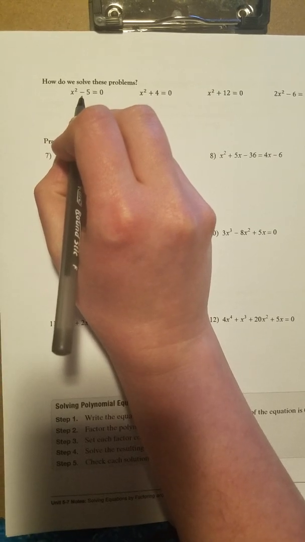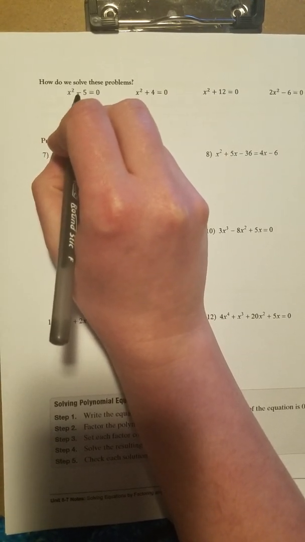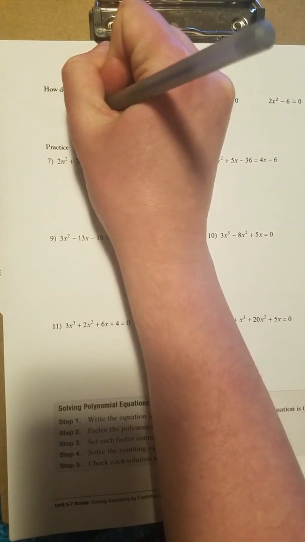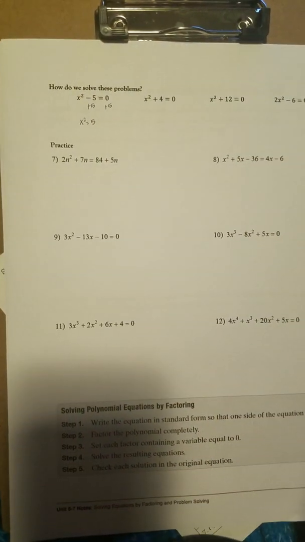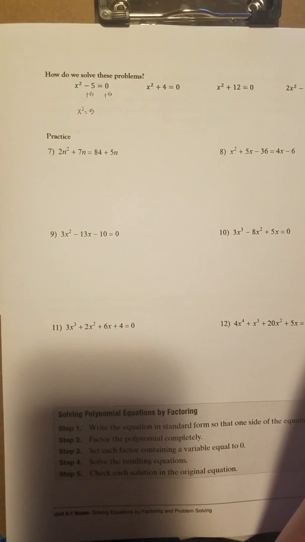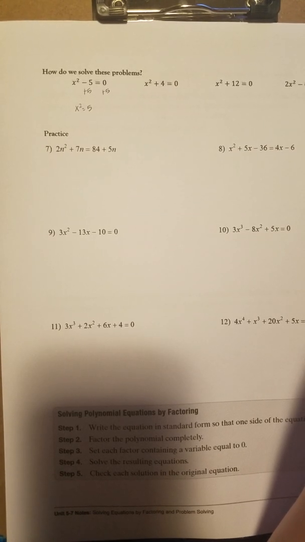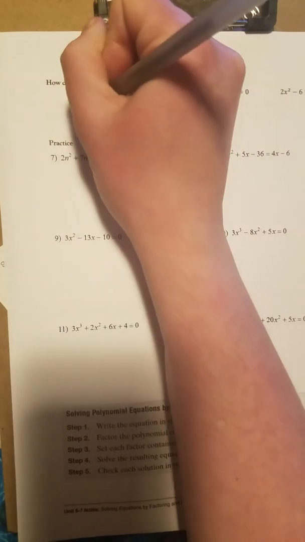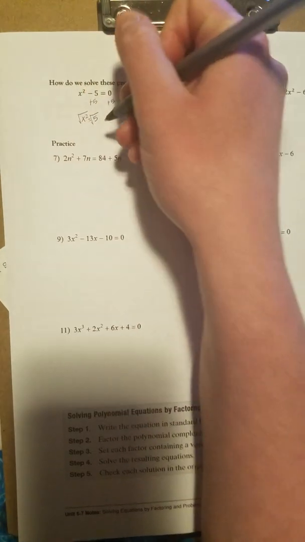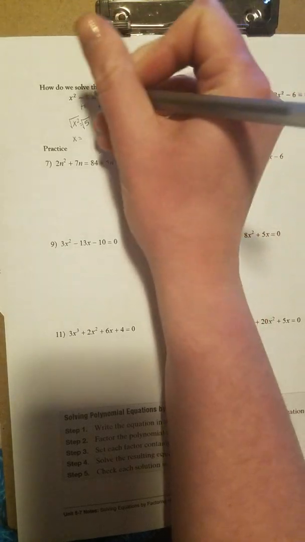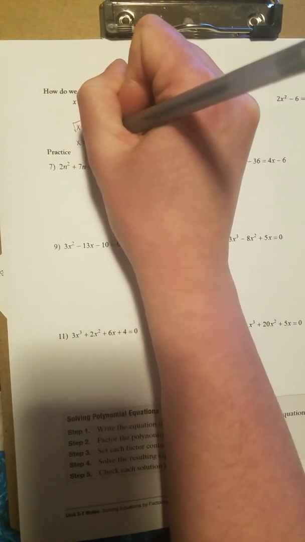So for instance, we can just get the x squared by itself. So here we would add 5 to both sides, and then x squared equals 5. And then how are we going to solve that? We're going to square root both sides. So this is going to give me x equals, now this is really important. This is super important here.